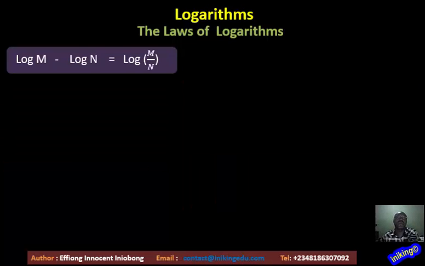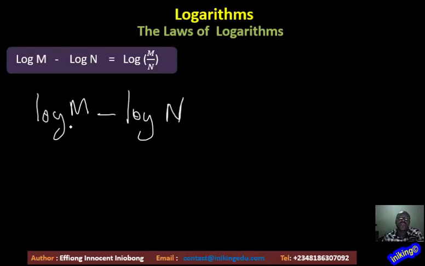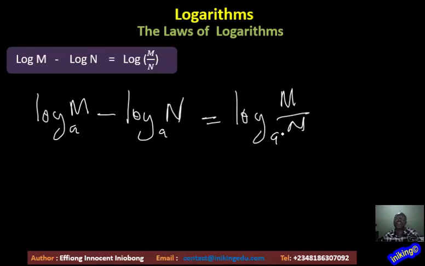We can now look at the second law. The second law states again, as I stated earlier on, that the logarithm of m minus the logarithm of n, as long as they are expressed to the same base, is equal to the logarithm of m divided by n expressed to that same base. So very straightforward rules.